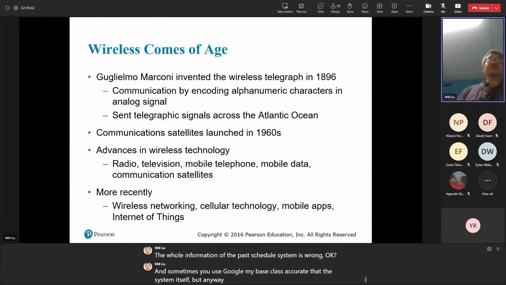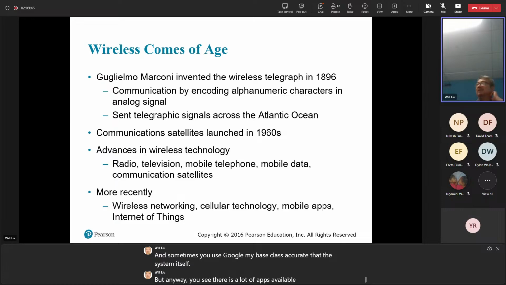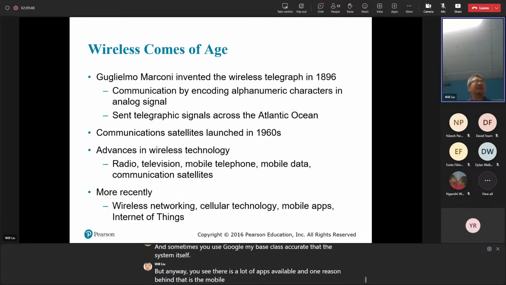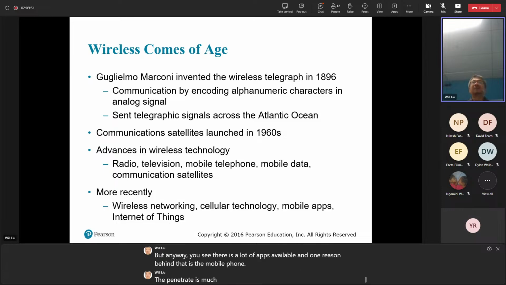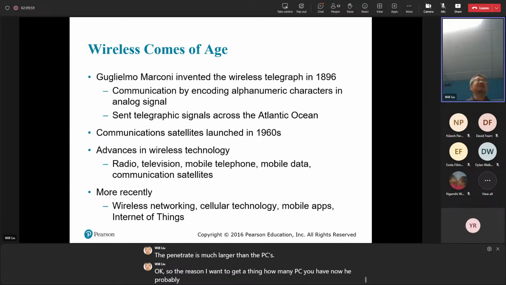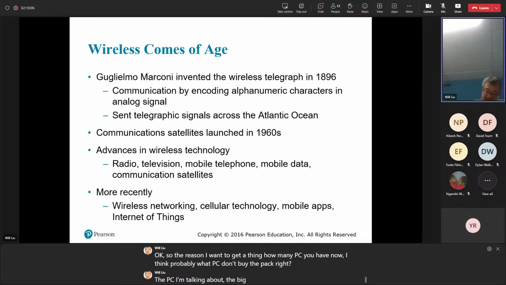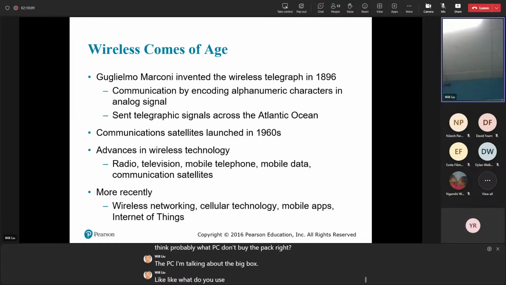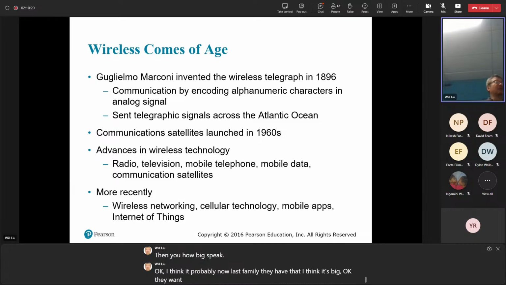But anyway, you see, there are a lot of apps available, and one reason behind that is that mobile phone penetration is much larger than PCs. I want you to think about how many PCs you have now. The PC I'm talking about is the big box, with a CPU and a big screen. I think probably most families don't have that now. They think it's too big, so they want to use a laptop. A laptop is easy, you can move it around.